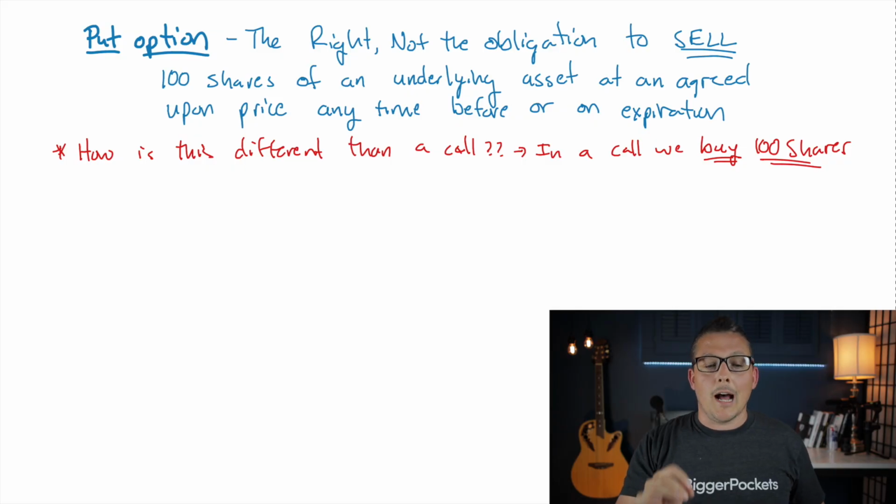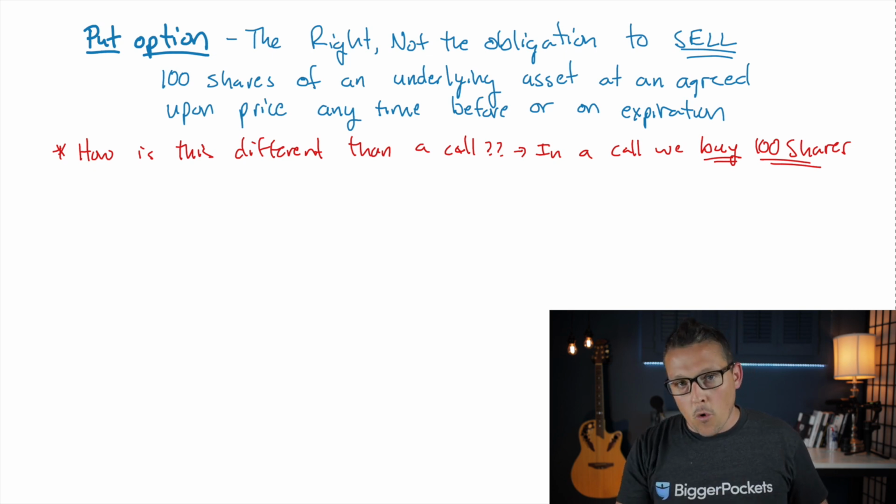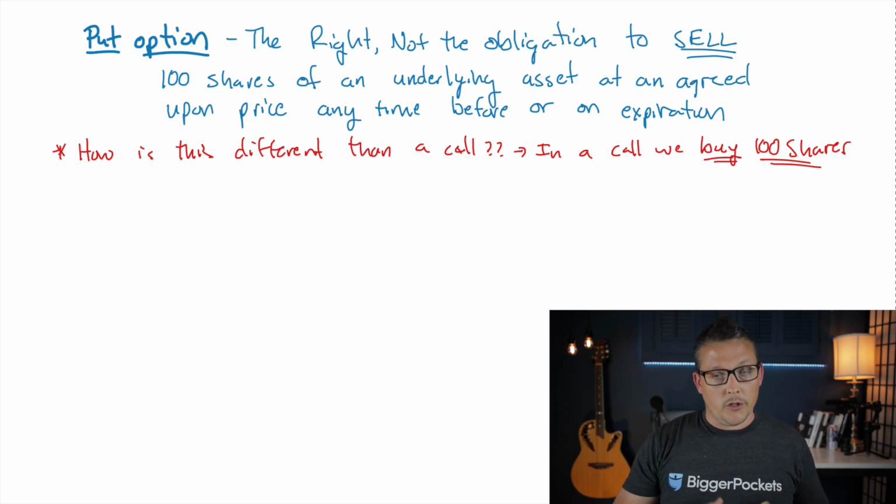It is the right, not the obligation, to sell 100 shares of an underlying asset at an agreed upon price anytime before or at expiration. And there's a couple things here. Different than the call option that we looked at last week. In a call option, we have the right, not the obligation to buy 100 shares. Now, in this case, we are going to be selling shares at a given strike price, and we have to see that this part has to be agreed upon. There's going to be two parties in every contract that is either written, sold, or bought and held by us.